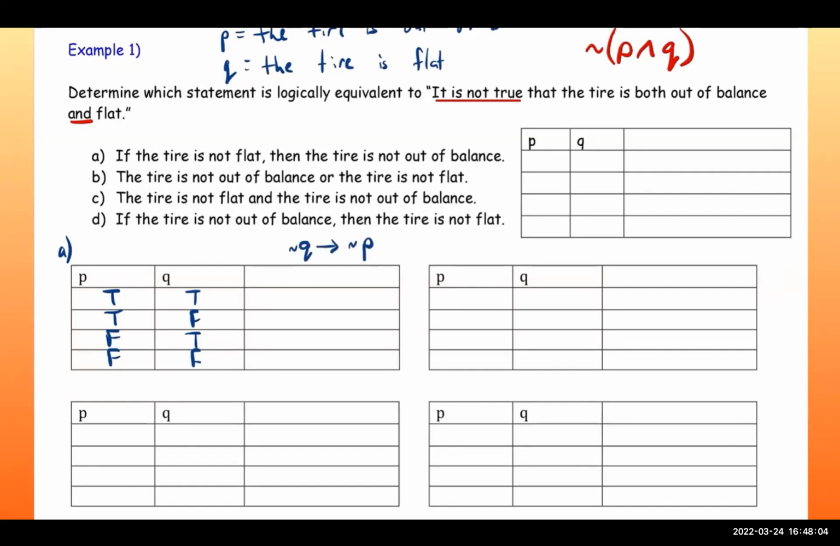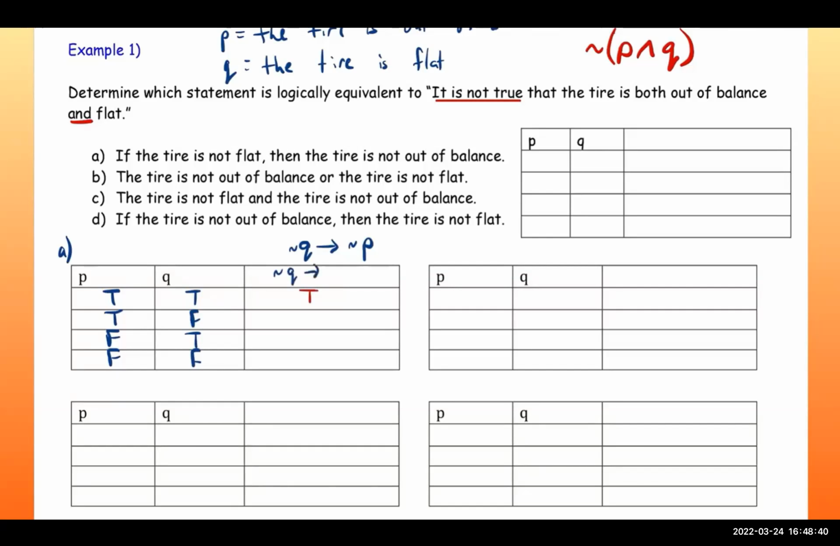Now we can determine the truth value of this statement. This is part A: if not Q, then not P. Not Q would be F, implies not P would be F as well. So that would be true. Whenever you have a false as your if part, then the statement is automatically true.